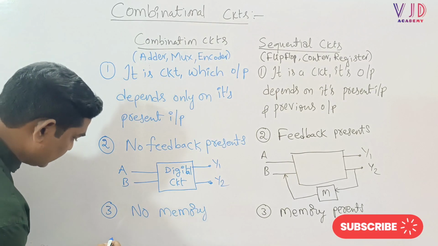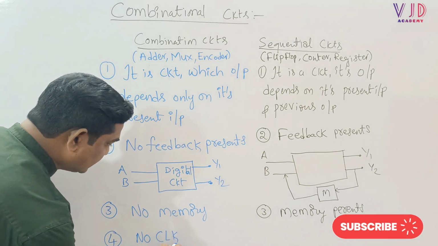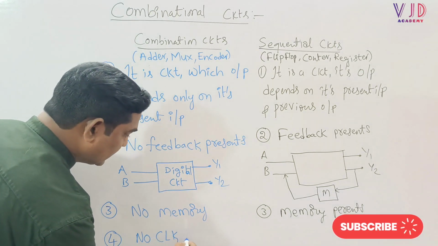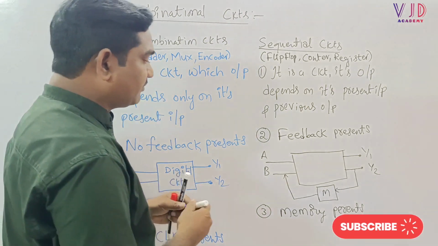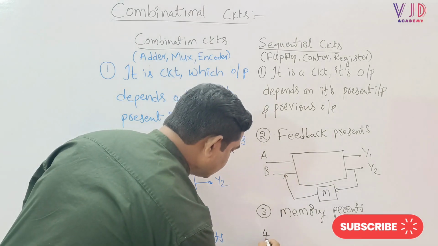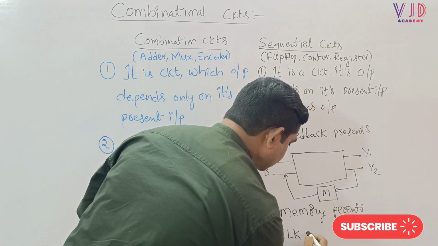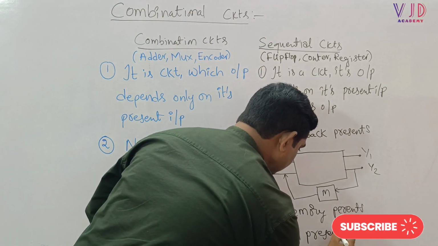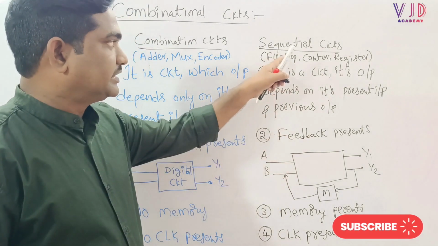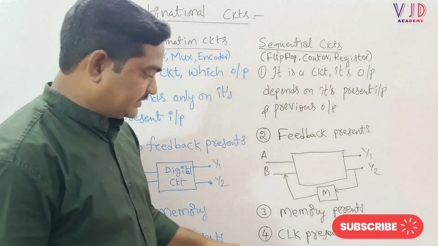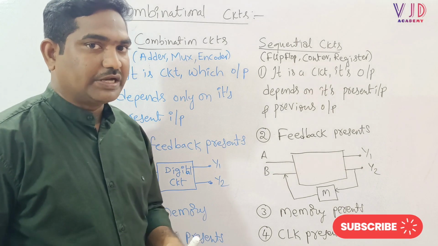Here the fourth point is no clock signal present in combinational circuits. Coming to sequential circuits, a clock signal is present. We can represent it as CLK. Basically the clock signal is used to provide synchronization in sequential circuits. How it provides synchronization, we will understand while we are dealing with counters.